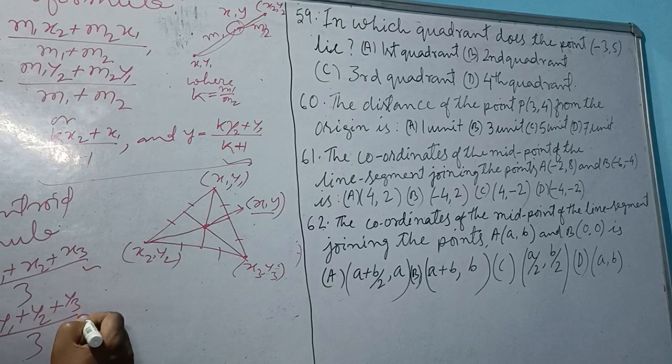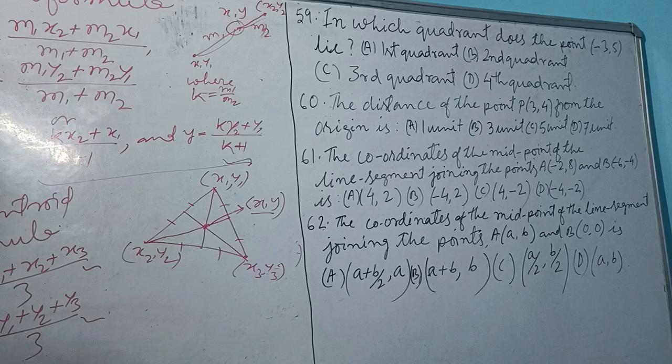So this formula you have to use to find out the coordinates of the centroid of the triangle. By the centroid formula, the coordinates of the centroid we write in this manner. Clear? Now let's see our questions. What would be the answer for these questions?